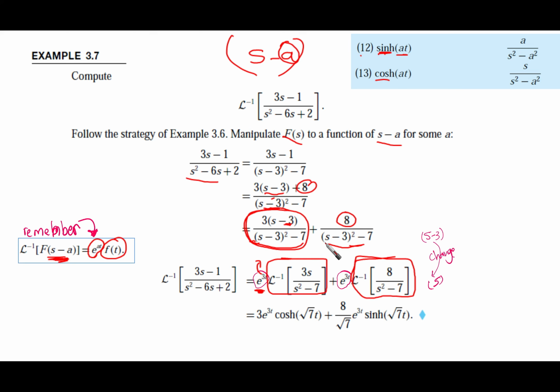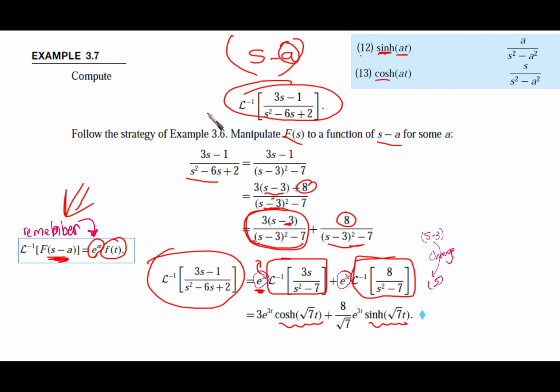So instead of s minus 3, it is s squared. So the point is, we remove the shifting here and shifting here and here, and put e to the 3t outside based on this equation. Remember this equation. So now this is from the table, very easy to obtain. This is cosine square root of 7 times t. And this is going to be sine square root of 7 t. That's it. So this is the inverse of this function, as you can see here.